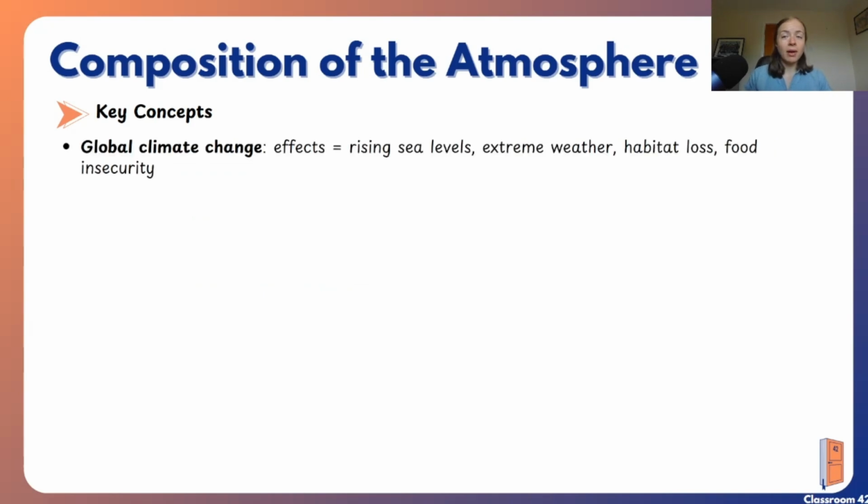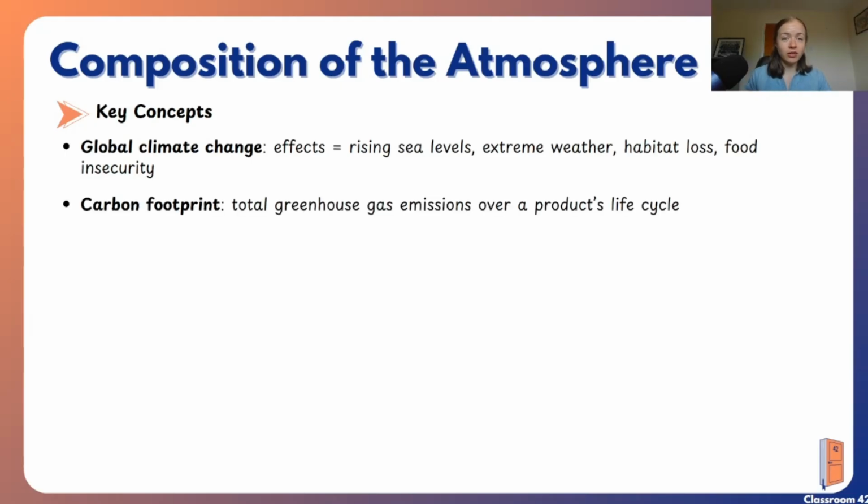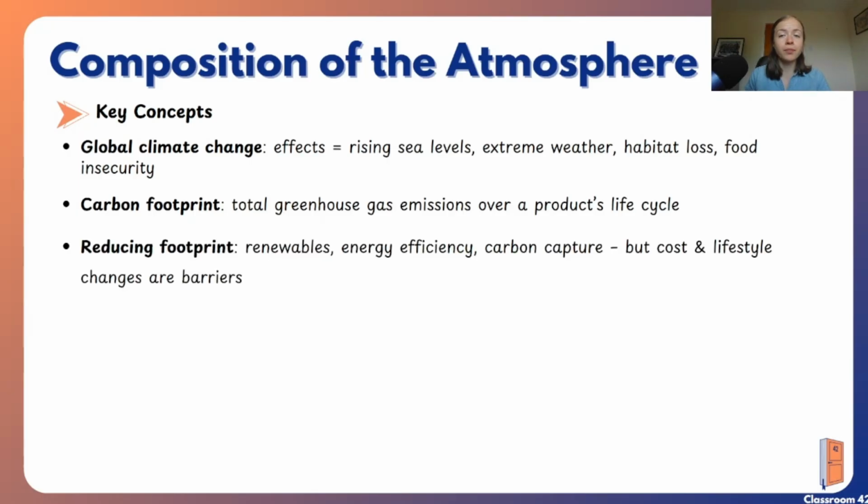So we also need to be talking about global climate change, as we've just briefly mentioned there with greenhouse gases. So we need to think about the effects of climate change, which can be rising sea levels, extreme weather, habitat loss and food insecurity are the main ones. And we also need to understand and appreciate the concept of the carbon footprint, which is the total greenhouse emissions over a product's life cycle, and how we could reduce those footprints, which could involve the use of renewables, being more energy efficient, and also having some carbon capture, either directly or indirectly. But as we see as we go through this, cost and lifestyle changes are barriers to people being able to reduce those footprints.